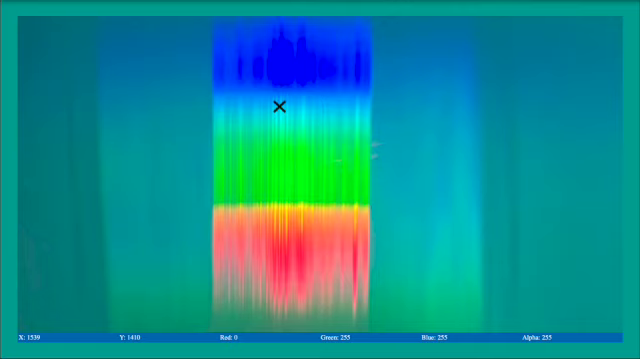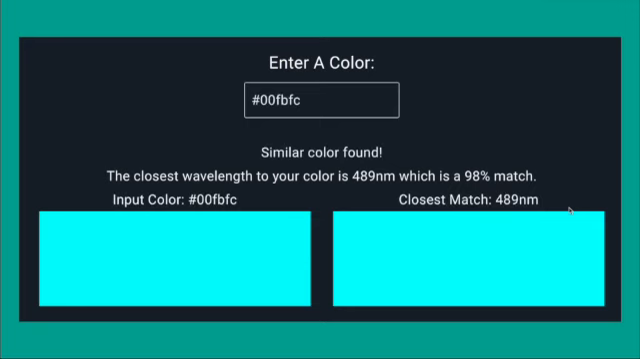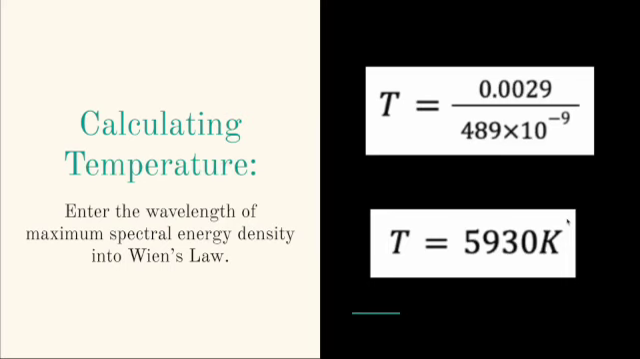We then took the photo and used a tool called the image color picker to find the point's color represented as a hex code. Finally, another online tool called 405nm.com helped us convert the hex code into the nearest wavelength approximation on the visible light spectrum, which output a 98% match for 489 nanometer light wavelength. With this value for the wavelength of light at which the sun's spectral energy density is maximized, we used Wien's law to solve for the temperature of the surface of the sun, which we calculated as 5,930 degrees Kelvin.